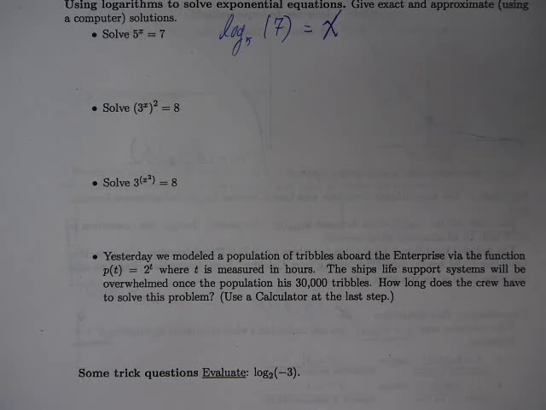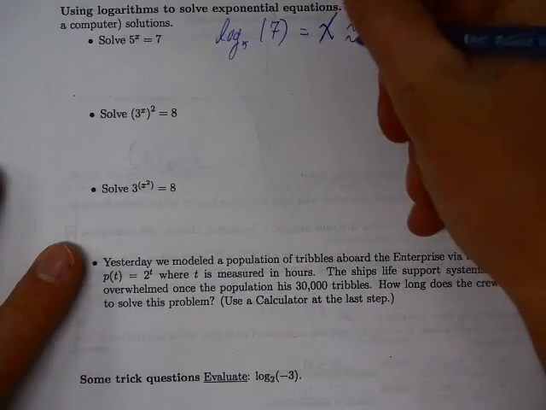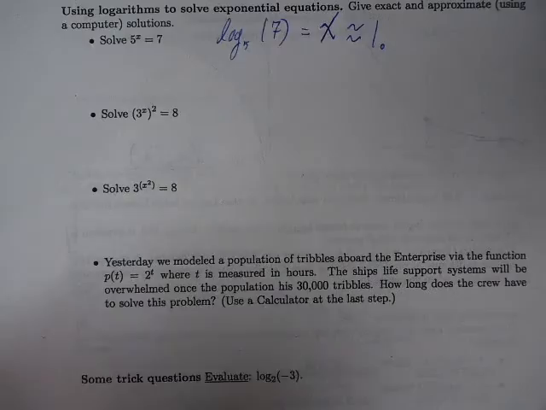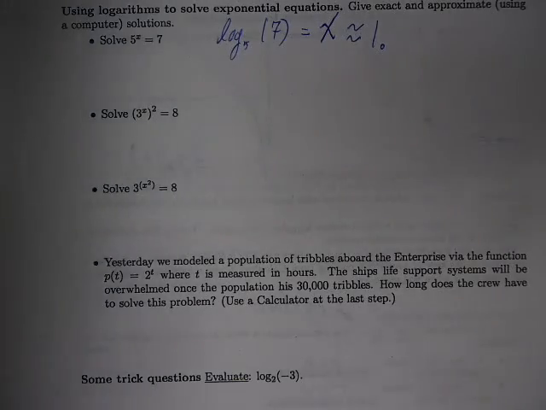Cool. If you cared about the bigness of that number, by looking at it, I know that if you're going to raise 5 to a power and get 7, you need to raise it to at least the first power, but you can't raise it to the second power. That would be too big. So whatever this is, it'll be 1 point something. Let's use a machine and figure out what that something is.